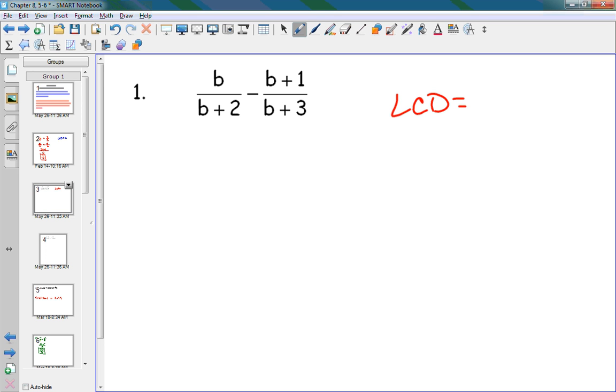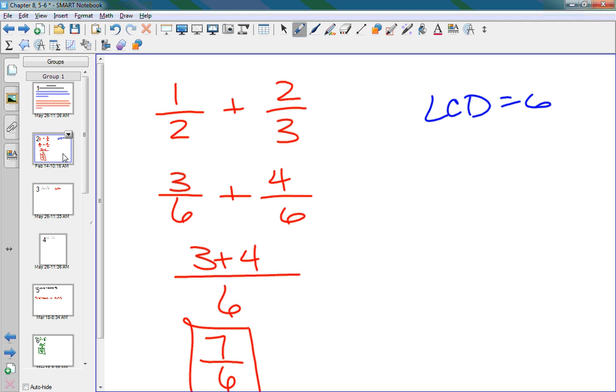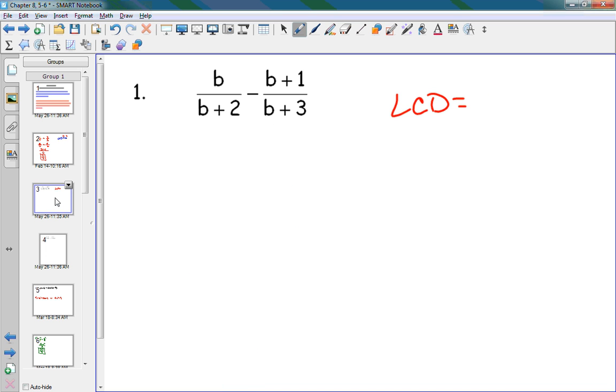How did we find an LCD here? What did we do? We took the two denominators, 2 times 3, and we made it equal to 6. Just because it's ugly doesn't mean the procedure changes. Different head and body. So what we're going to do is multiply those two different head and bodies together. Do we understand that? So we have a binomial times a binomial.